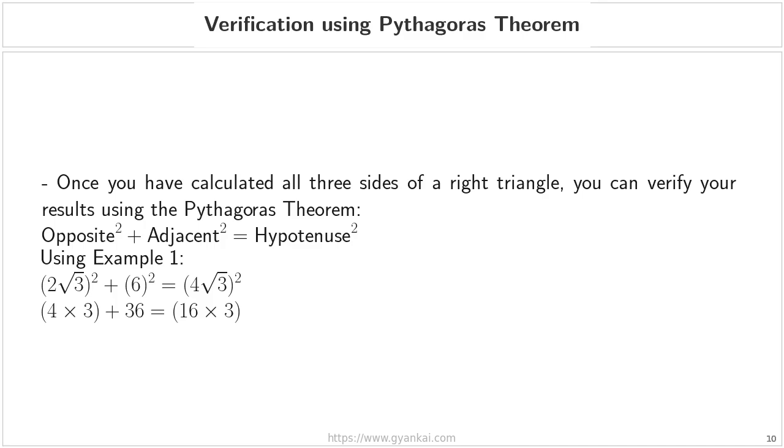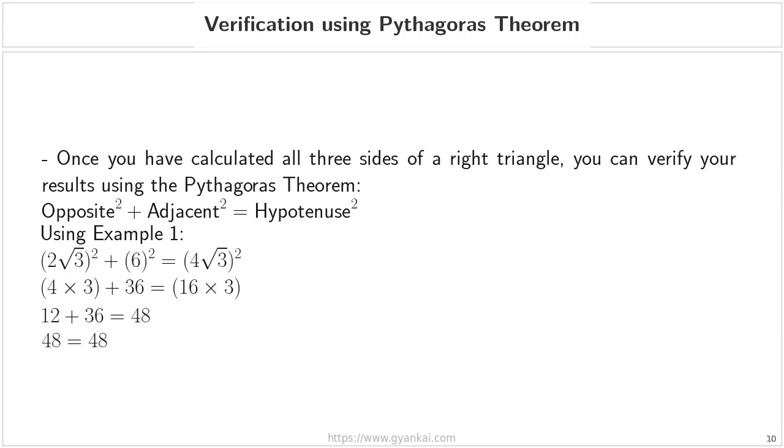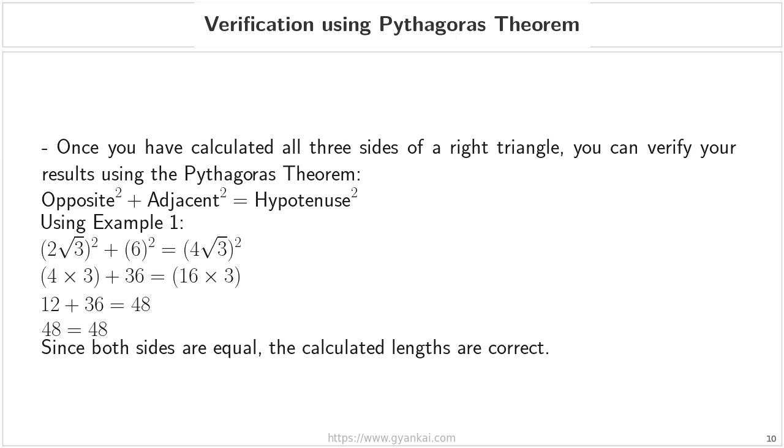When we square 2 root 3, we get 4 times 3, which is 12. When we square 6, we get 36. And when we square 4 root 3, we get 16 times 3, which is 48. So, our equation becomes 12 plus 36, which equals 48. Since 48 equals 48, we have mathematical proof that our calculated lengths are correct. It is a great way to gain confidence in your answers before moving to the next step.